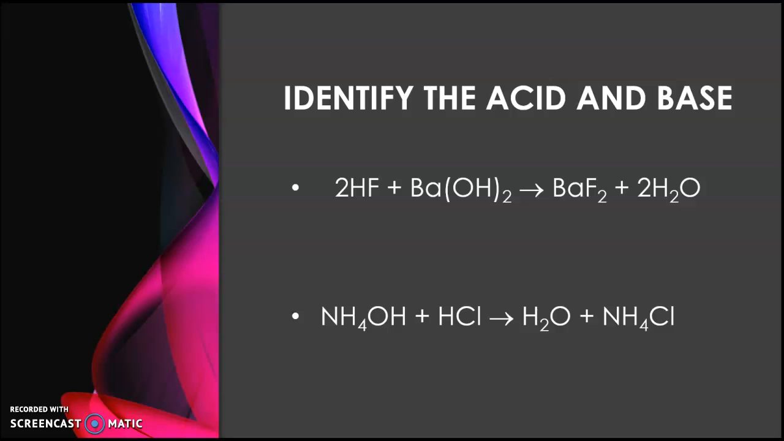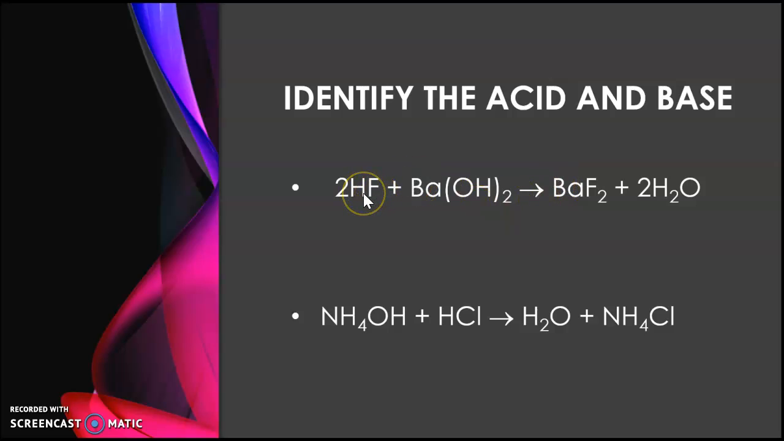All right, so let's do some practicing of identifying acids and bases. In our first equation here, we have HF and Ba(OH)2. We can use our hint we just learned to note that Ba here, barium, is an alkaline earth metal, and the compound contains an OH, or hydroxide here. I think we can safely assume that this is the base.